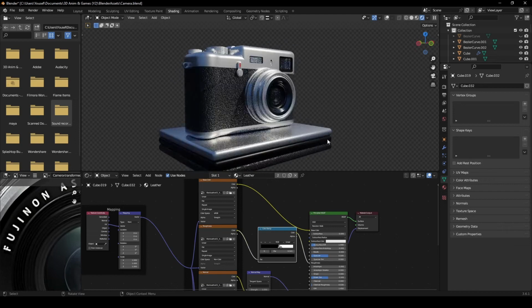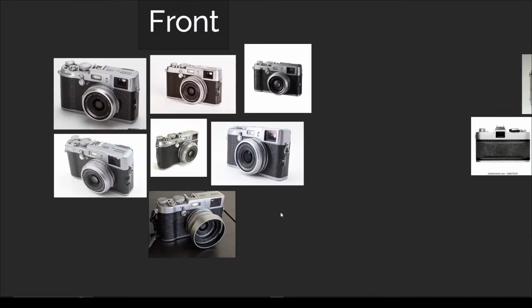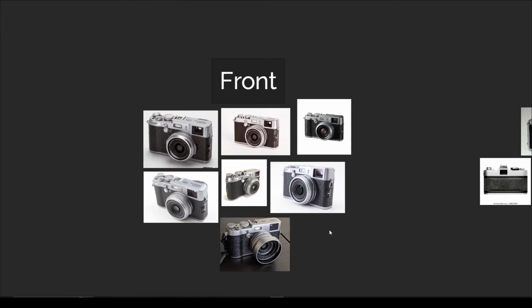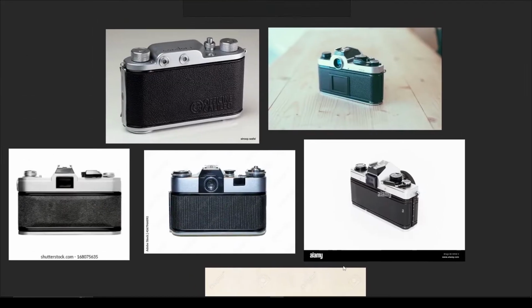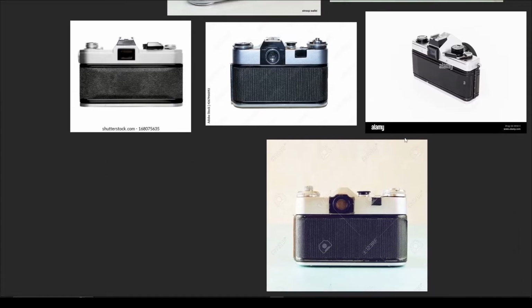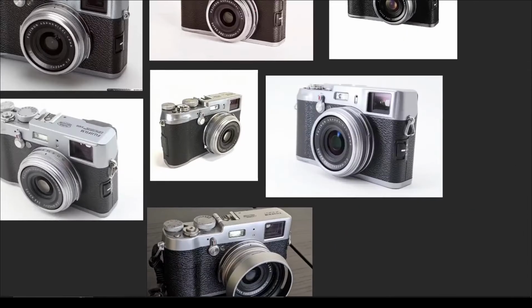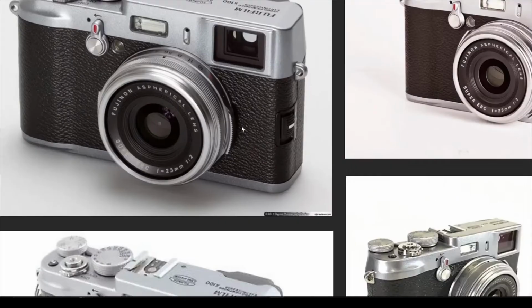Let's create a retro camera in Blender. First of all, you want to start by gathering plenty of reference photos, as you can see I've done. Be sure to gather photos from as many angles as possible so your model will be accurate. Having sufficient references is often what separates a good model from a bad one.